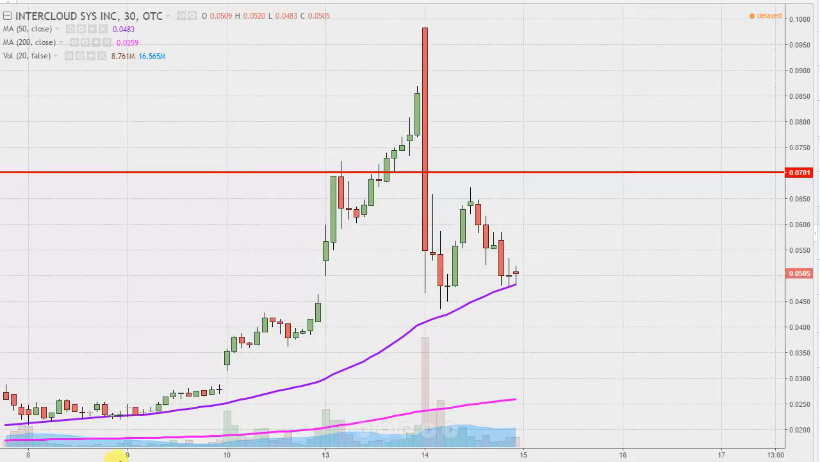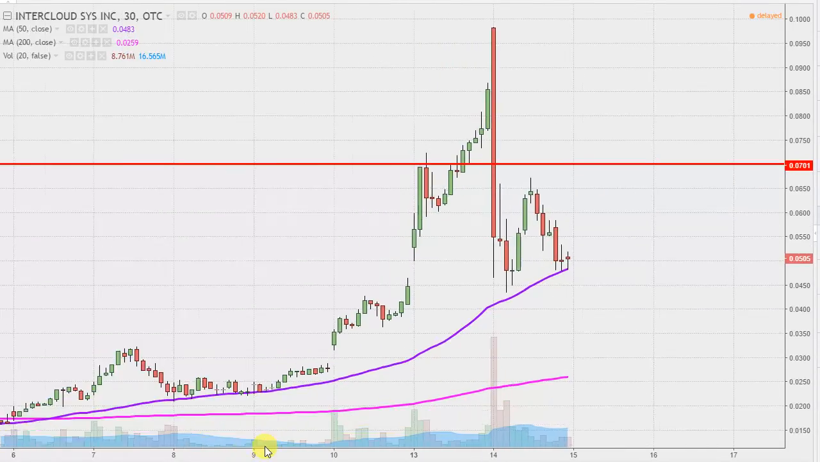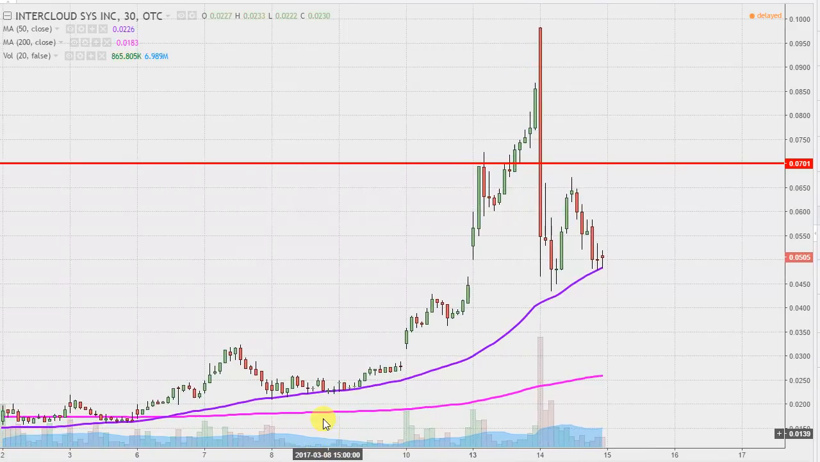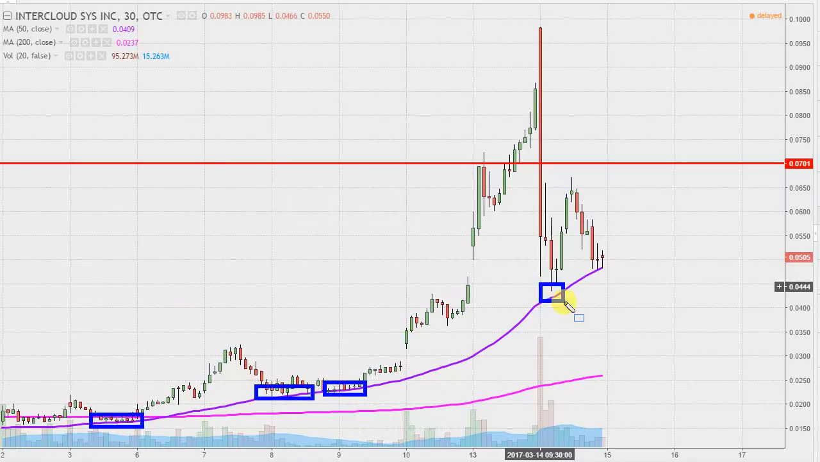Actually, let me scrunch up the chart here because I think we have multiple examples. As I've pointed out before, I realize it's kind of hard to see here, but price came right down to the purple line, bounced. Right here, purple line, bounced. Purple line, and again, within the vicinity, bounce, and now it's well within the vicinity again.